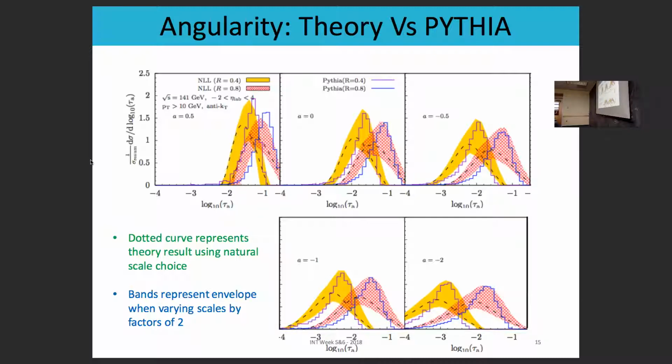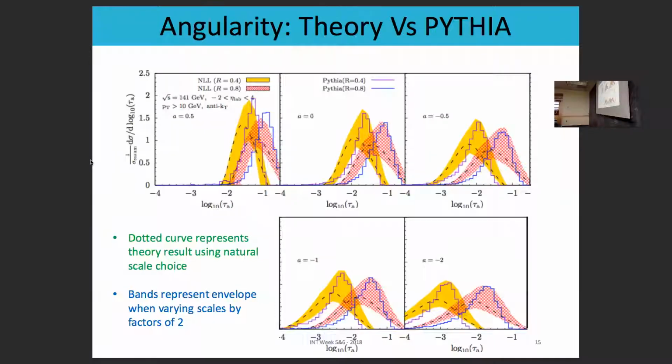And what do you mean by natural scale charts? You'd have to ask Felix what the natural scale is. Does that mean if you improve your theory calculation by taking into account underlying events and fragmentation kind of effects, that you get closer to PYTHIA?